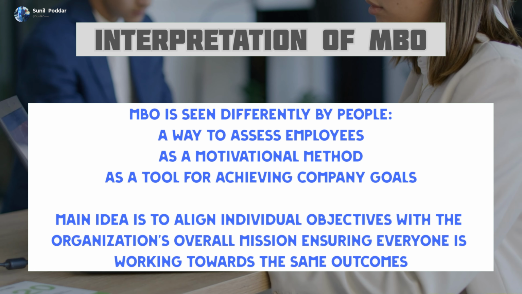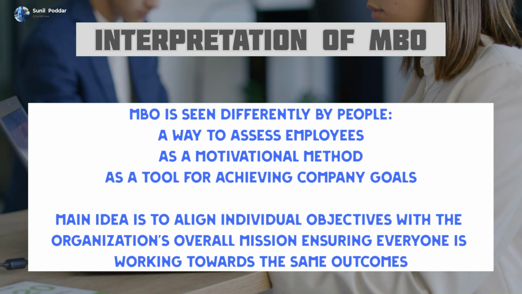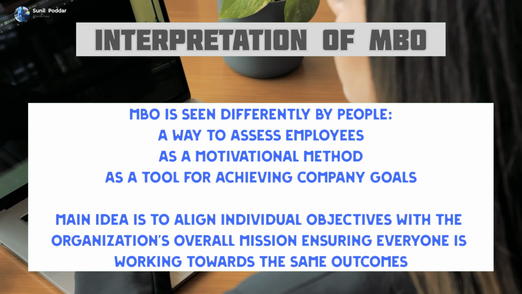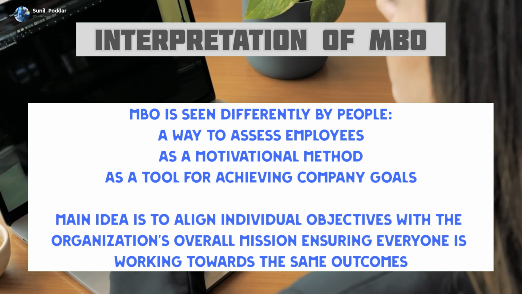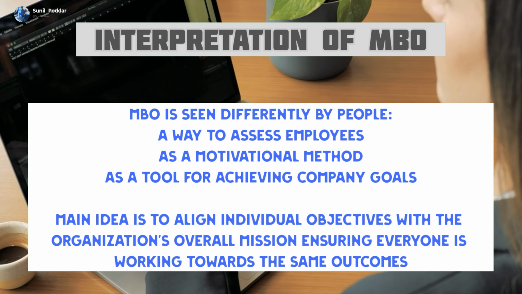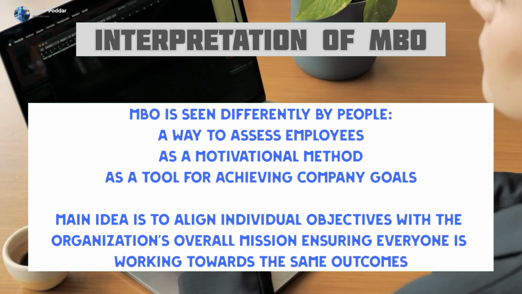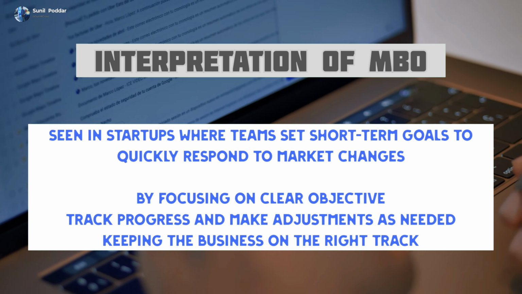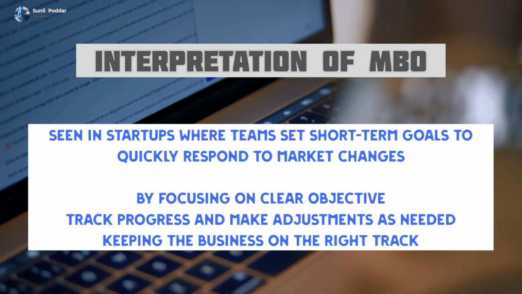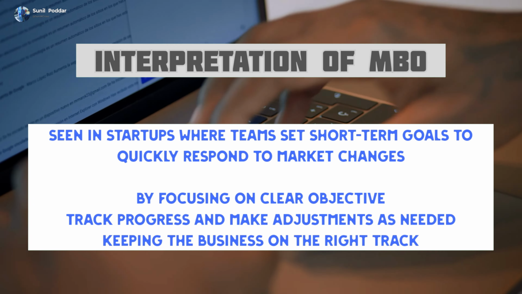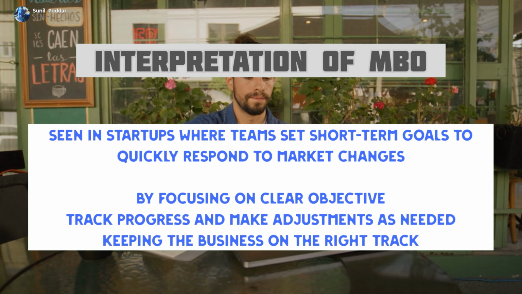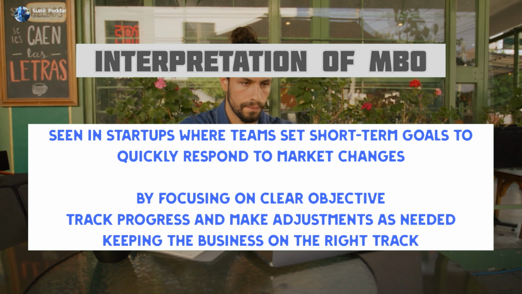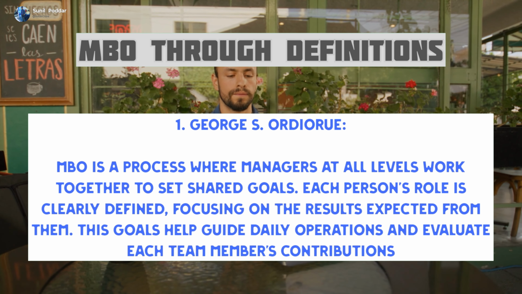MBO is seen differently by people. Some view it as a way to assess employees, others as a motivational method, and some as a tool for achieving the company's goals. The main idea is to align individual objectives with the organization's overall mission, ensuring everyone is working towards the same outcome. It can be seen in startups, where teams often set short-term goals to quickly respond to market changes. By focusing on clear objectives, they can track progress and make adjustments as needed, keeping the business on the right track.